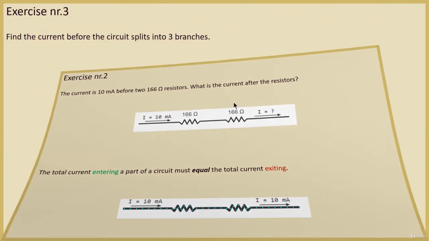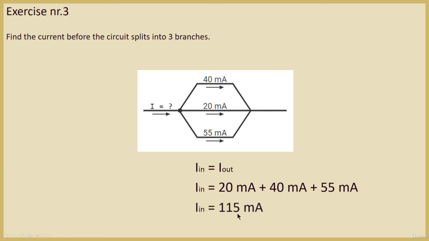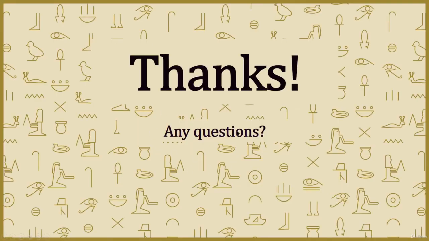The last exercise asks you to find the current before the circuit splits into 3 branches. So what's the current at this point of the circuit? The sum of the currents in is equal to the sum of currents out, right? We have only one current in and 3 currents out. So the input current is equal to 20 plus 40 plus 55 milliamps, and the final result is 115 milliamps. Kirchhoff's current law isn't that hard after all, is it?